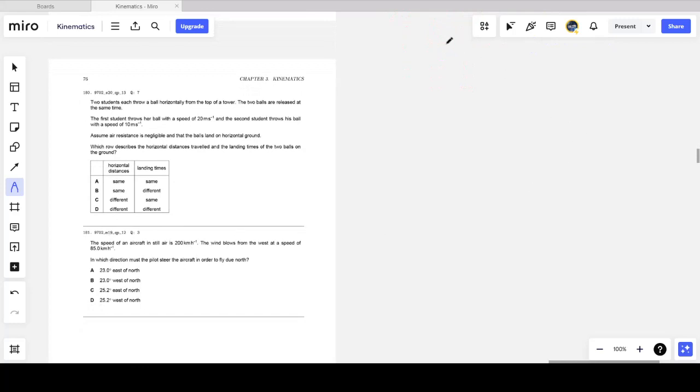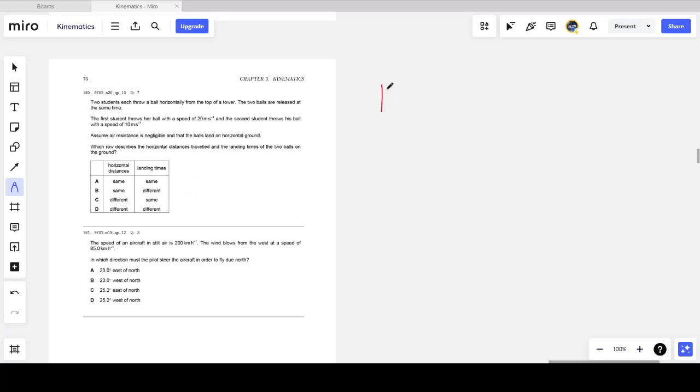We are told next for question 180, this is from summer 2020, question paper 1, variant 3, question number 7, which says that 2 students each throw a ball horizontally from the top of a tower. The 2 balls are released at the same time. The first student throws a ball with a speed of 20 meters per second, and the second throws his ball with a speed of 10 meters per second. Assume that the air resistance is negligible and the balls land on horizontal ground. Which row describes the horizontal distance traveled and the landing times of the two balls on the ground? So they have same and different for the horizontal distance and landing times.